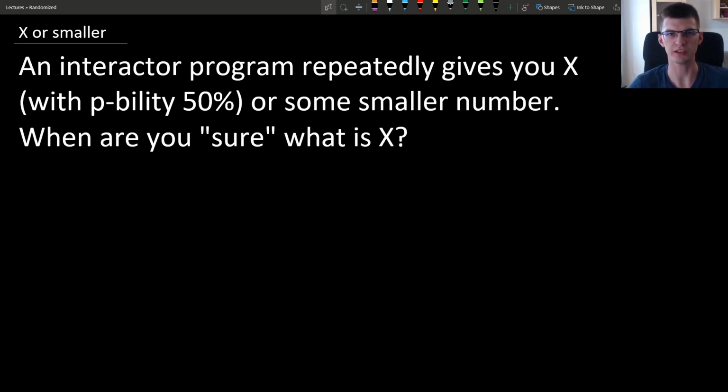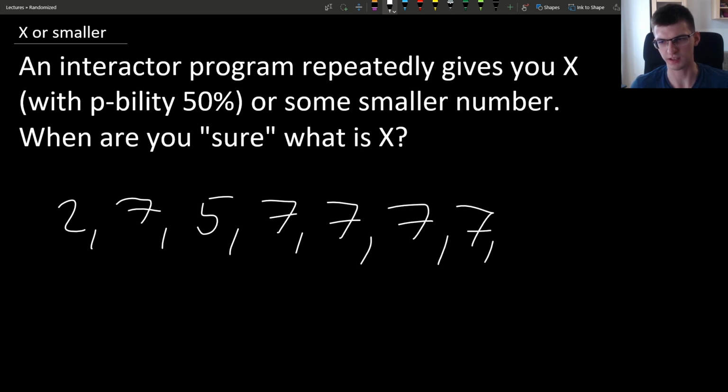Consider a problem where there is a hidden integer x and your task is to guess it. What happens is, an interactor program repeatedly either gives you the number x with probability 50%, or otherwise it will give you some number smaller than x. Let's assume everything is positive, and x is from 2 to a billion. When should you stop the interactor and say, hey, I know what x is, I'm guessing that this is x? You should be almost certain. You can never be certain, because even if you get a sequence of numbers like 2, 7, 5, 7, 7, 7, 7, 7, and maybe 100 sevens, and some smaller numbers, still it is possible that what happened is, with probability 50% a number smaller than x was given to you, and the interactor chose the number 7.